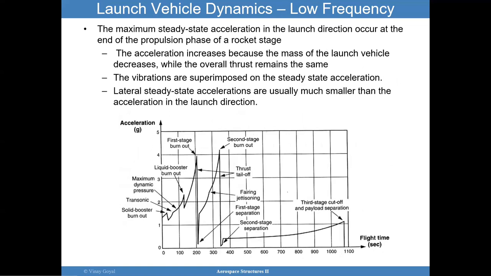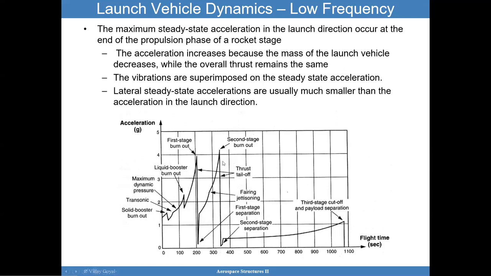So for large vehicle dynamics at low frequency, the maximum steady state acceleration in the launch direction occurs at the end of the propulsion phase of a rocket stage. I want to point out several situations where you have somewhat of a steady state response. Here you have a maximum steady state acceleration in these phases, and then over here as well. In these regions, you can consider some of this quasi-statically, but then you probably have to augment these quasi-static loads with other loads occurring during this time. That could be driven by vibration environments from the aerodynamics, for example.